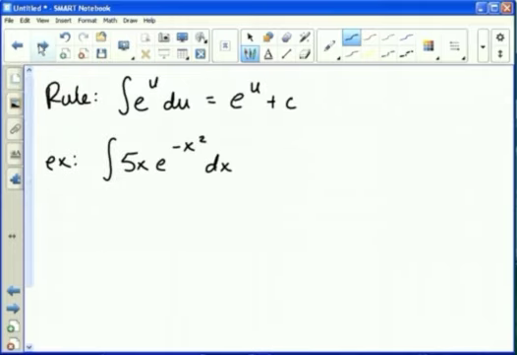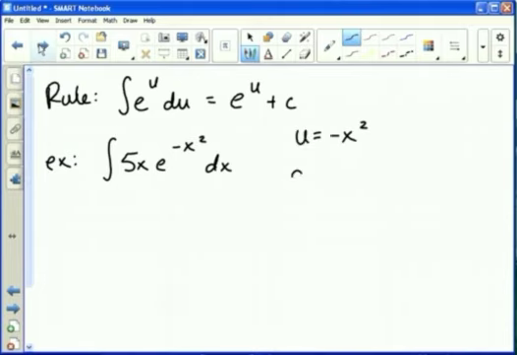Next rule, integral of e to the u du. It's the easiest one there is. It's just e to the u plus c. So this example, actually before I do that, when it comes to problems with e, the general rule of thumb is that if there's just one e function in the problem, like there is here, then your u is going to be your exponent. If there are multiple e's, then you need to go with your normal rules about looking for things inside of a power, inside of a radical, a trig function, or in a denominator. But here there's just one e, so it makes sense to make u the exponent.